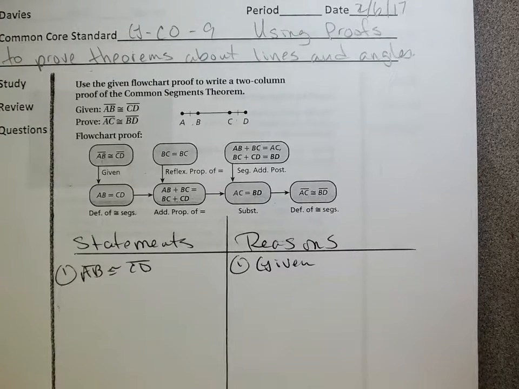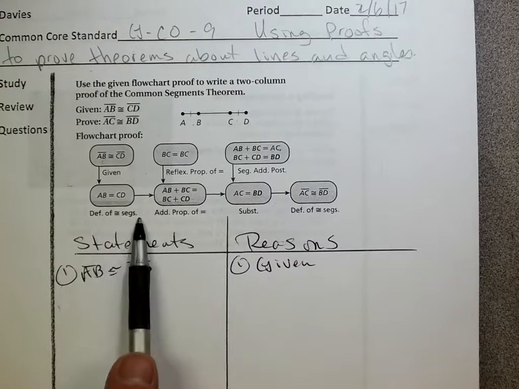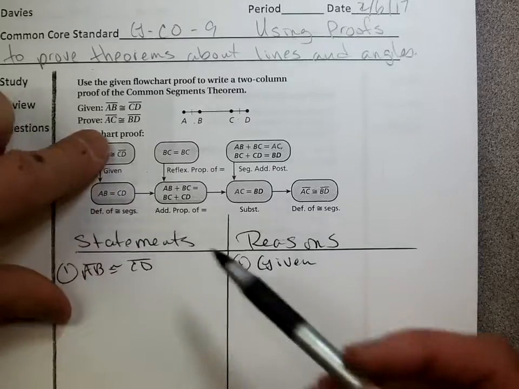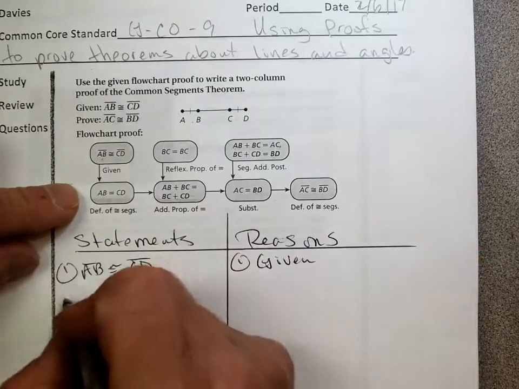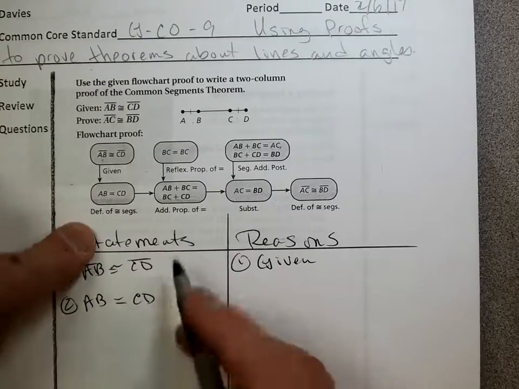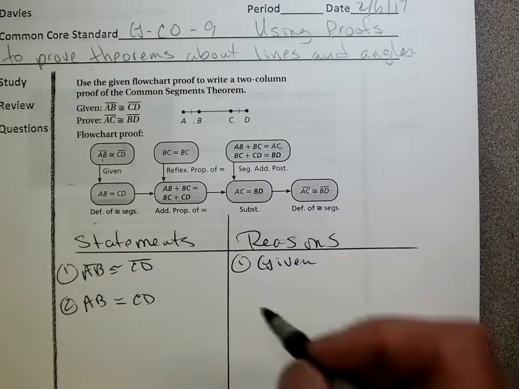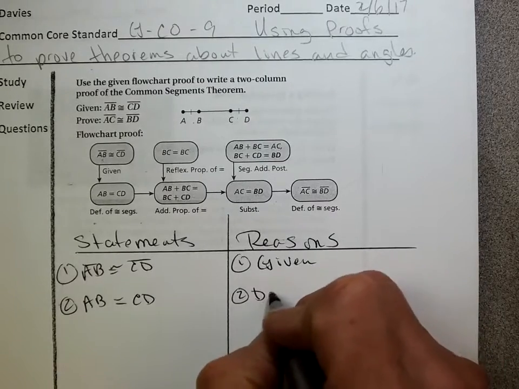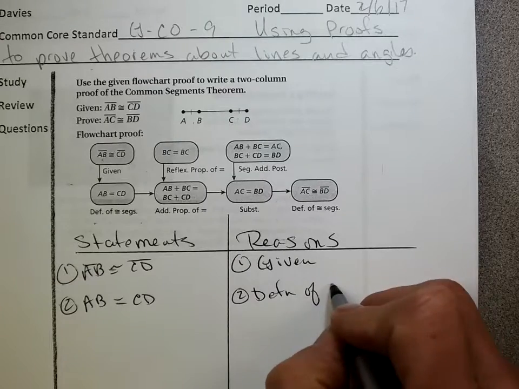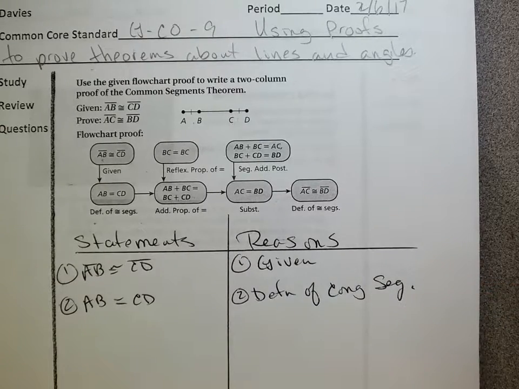Now, in the flowchart, they give us the second step, and they even give us the reason. Isn't that nice? These aren't too bad at all. Because the arrow flows down, step two has to be AB equals CD. And they even give us a reason: definition of congruent segments. Then the flow chart goes two directions.